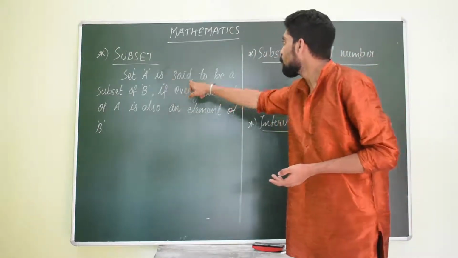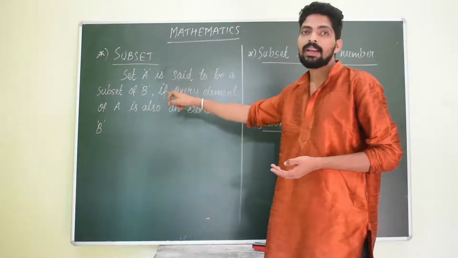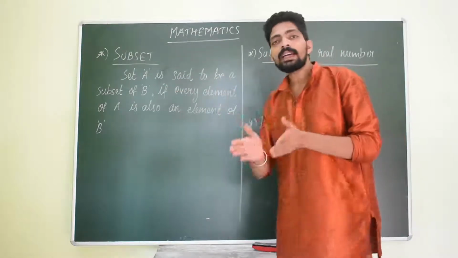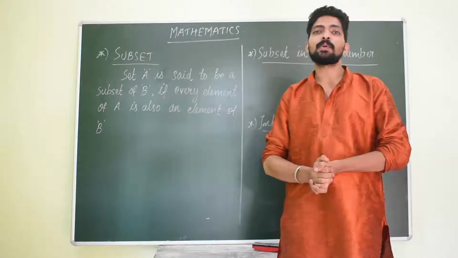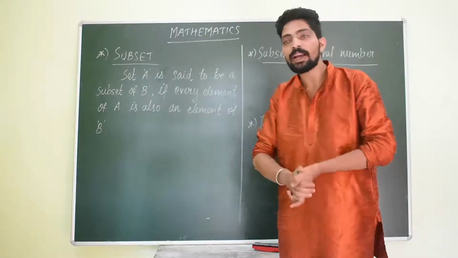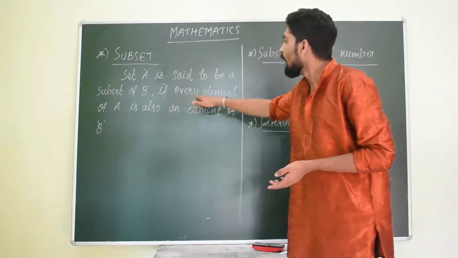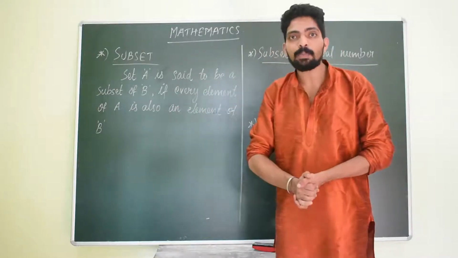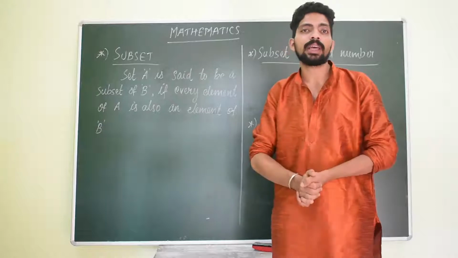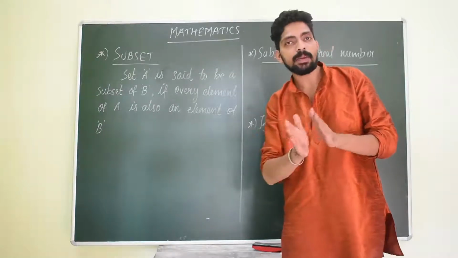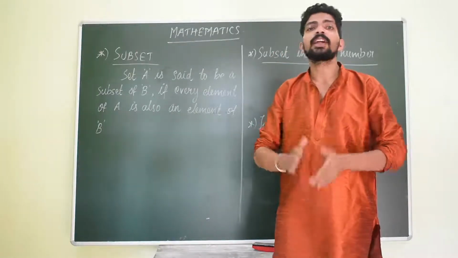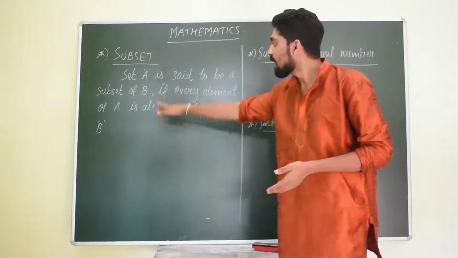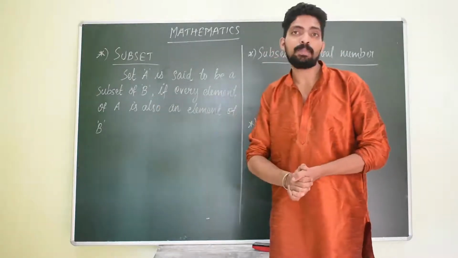Set A is said to be a subset of B, right? Means how do we say set A is a subset of B? Every element of A is also an element of B. The elements that are in set A should also be in set B. Then we can say that set A is a subset of set B, right?